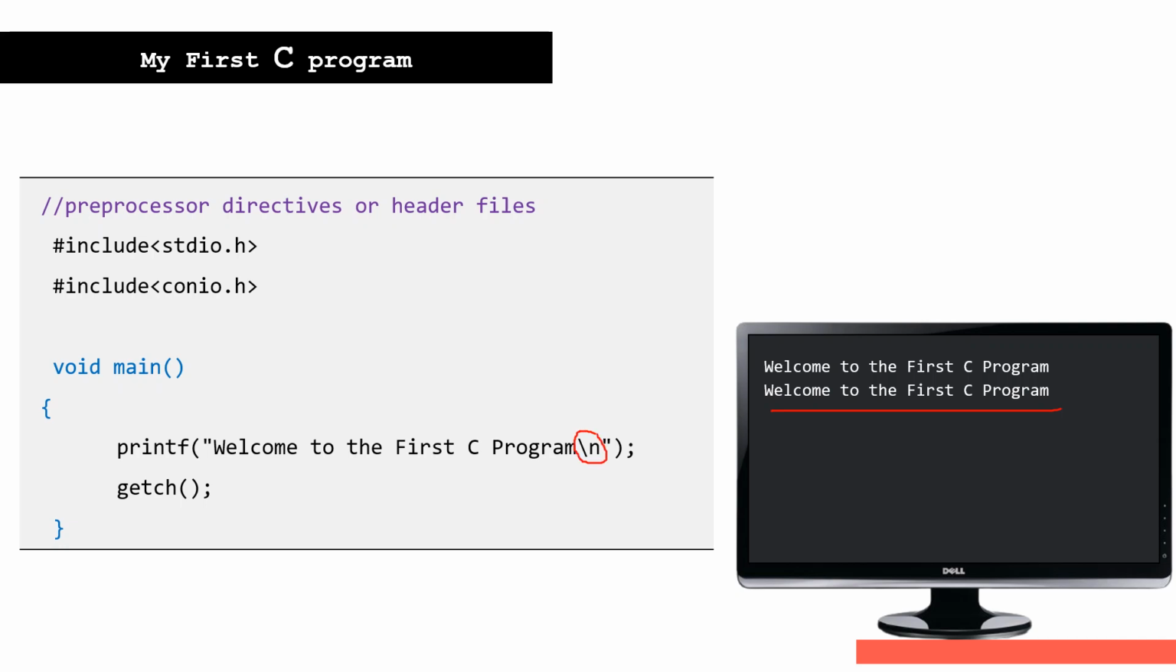\n stands for new line character. Whatever you write after this will appear on the next line, otherwise it will continue from here. So whenever you give \n, whatever you write after this will come below it, right? Now I am adding the clrscr command to clear the screen.